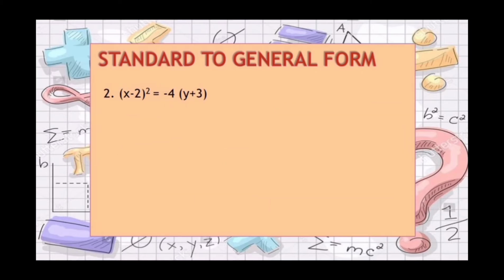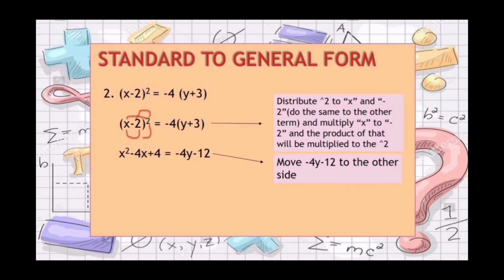On example number 2, we have the quantity of x minus 2 squared equals negative 4 times the quantity of y plus 3. To convert this one to general form, let us rewrite the quantity of x minus 2 squared equals negative 4 times the quantity of y plus 3. So let us distribute the exponent 2 to x and negative 2. So we have x multiplied by itself equals x squared. X times negative 2, that will be negative 2x, and multiplied by the constant 2, that will be negative 4x. Negative 2 multiplied by itself, it will be positive 4.